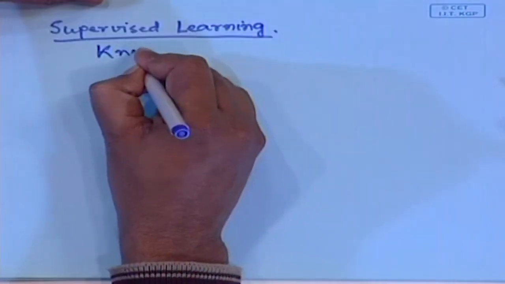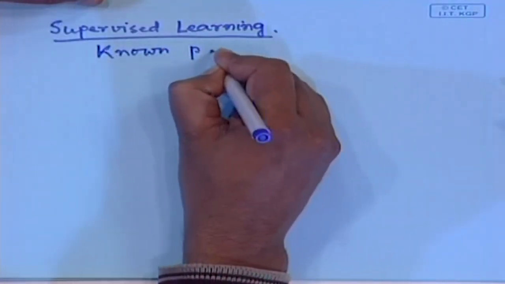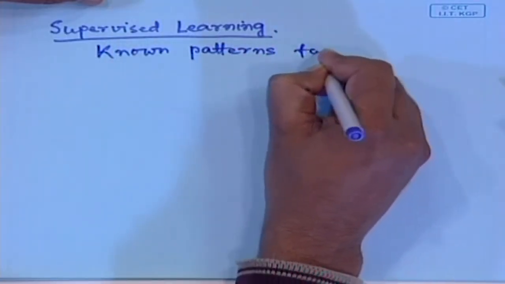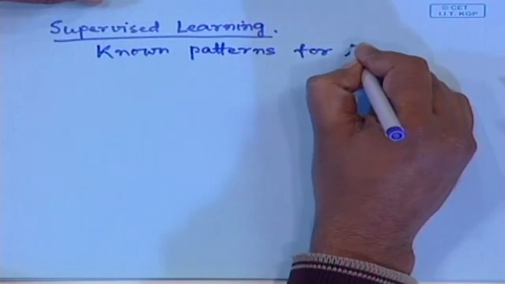Okay. So in case of supervised learning, what I have to do is take a set of known patterns for which I have to find out the feature vectors, and for those feature vectors I have to form a representative feature vector which represents the same class of patterns. Okay. So that is supervised learning, which makes use of known patterns for training or learning.